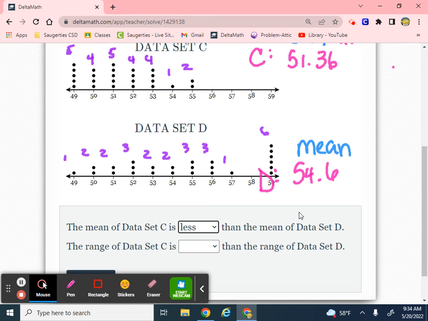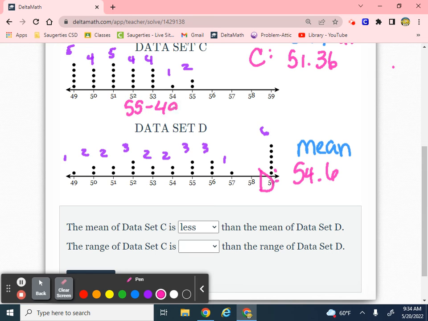Okay, and now the range. I'll show you how to do the range. Big number minus little number. So that's a 6. And here, that's a 59 minus little number.